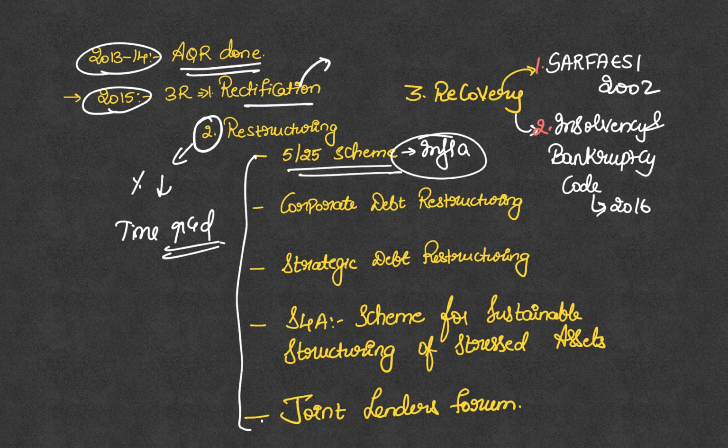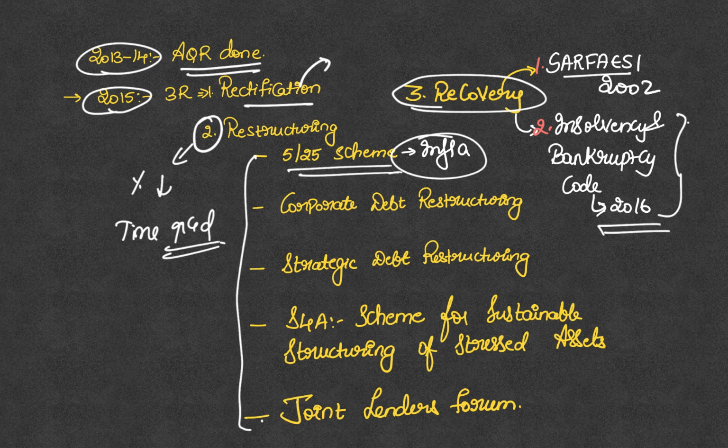If restructuring also does not happen, then RBI directed the banks to do whatever is in their control to recover whatever amount they can using two main laws. That is the SARFAESI Act, and in 2016 we had the Insolvency and Bankruptcy Code, which we'll be discussing elaborately now.